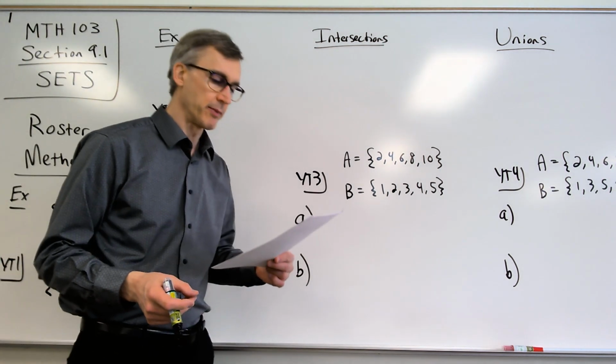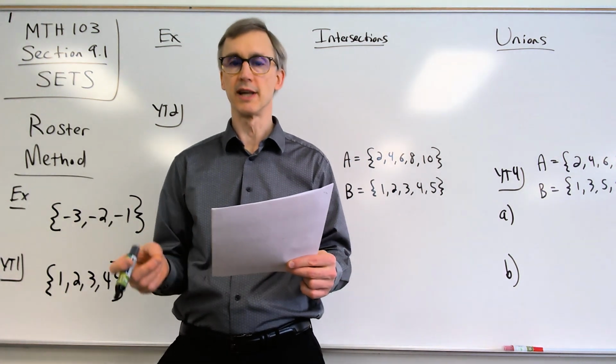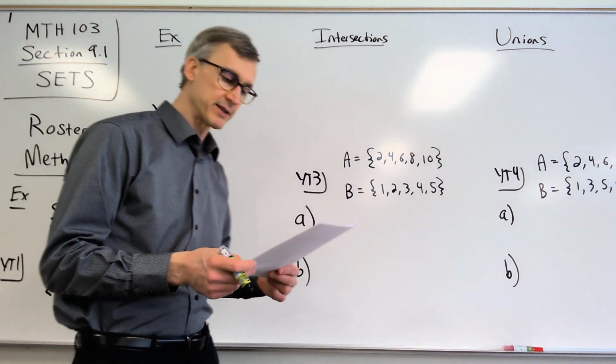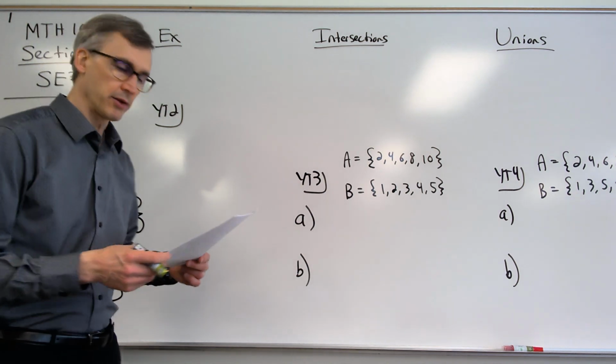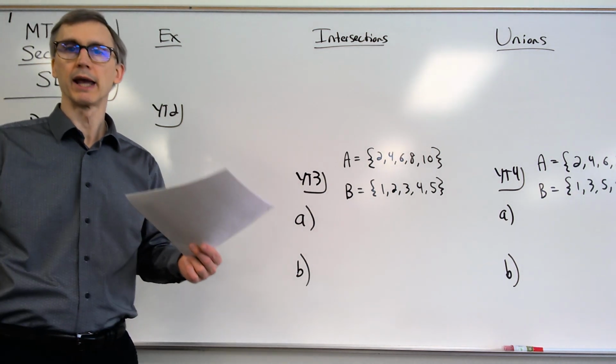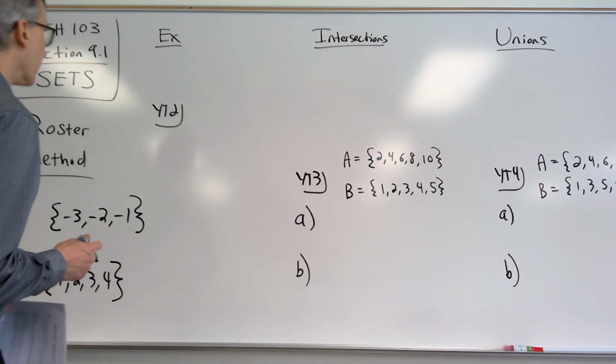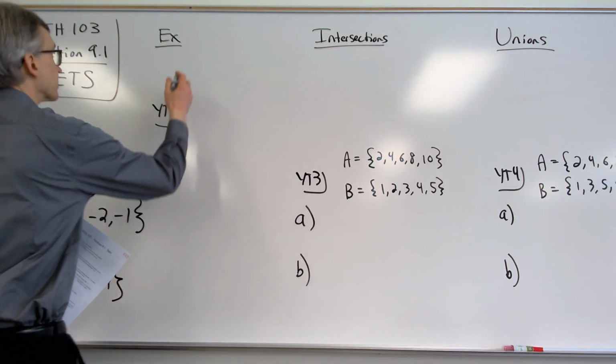Now we're going to use the roster method to write the set of positive integers that are greater than or equal to 6. So we're starting at 6. And then we're going to go up from there, and this list goes on forever. Now clearly we can't write all the numbers that are greater than 6. So we're going to use an abbreviation. We're going to use ellipses.